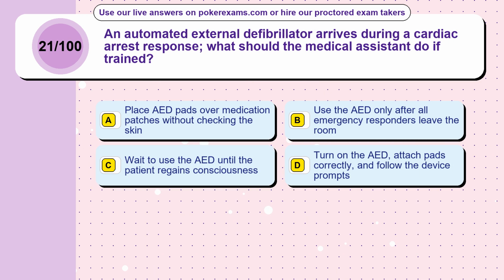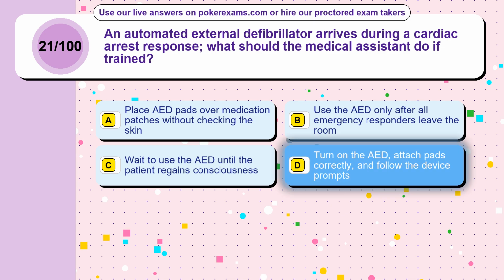Question 21. An automated external defibrillator arrives during a cardiac arrest response. What should the medical assistant do if trained? Option A. Place AED pads over medication patches without checking the skin. Option B. Use the AED only after all emergency responders leave the room. Option C. Wait to use the AED until the patient regains consciousness. Option D. Turn on the AED, attach pads correctly, and follow the device prompts. The correct answer is option D.